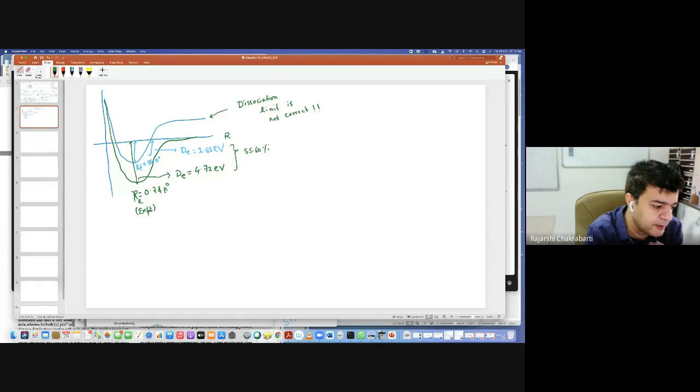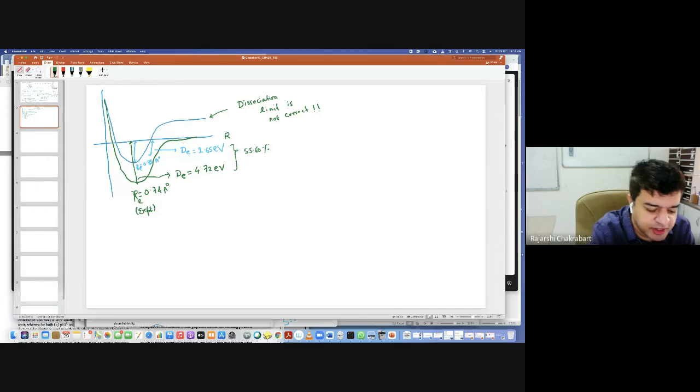Okay. So MO does not give you the dissociation limit correct. That is one thing. It also does not give you the dissociation energy correct. Also, the bond length obtained from MO is slightly larger than the equilibrium bond length one gets from experiment. Is this clear?